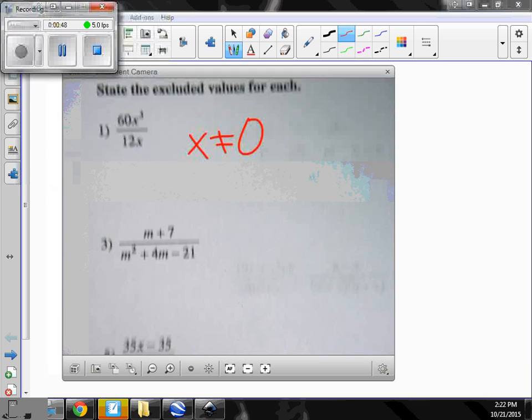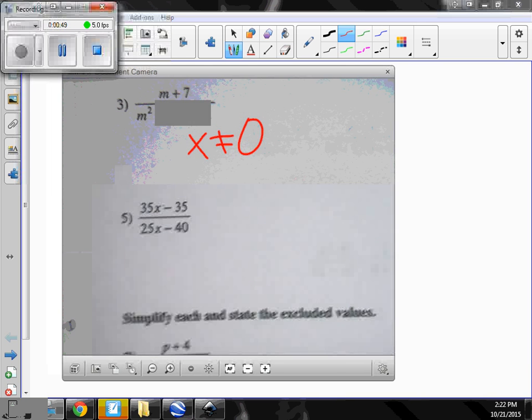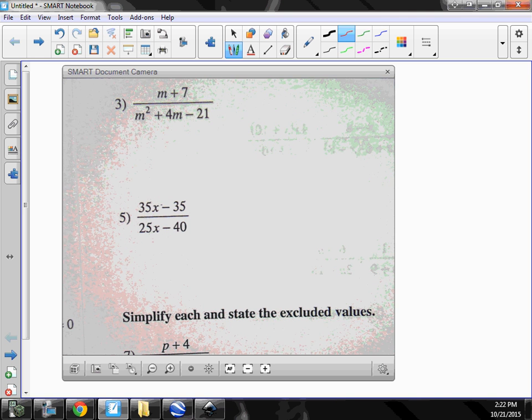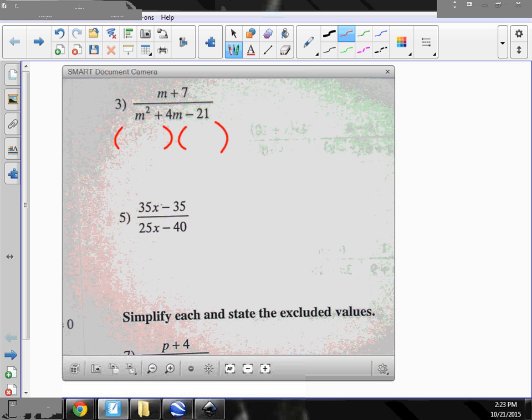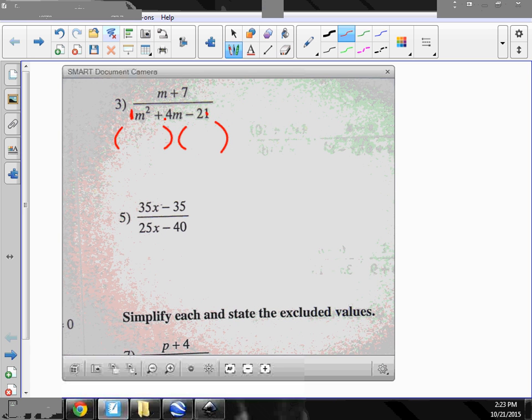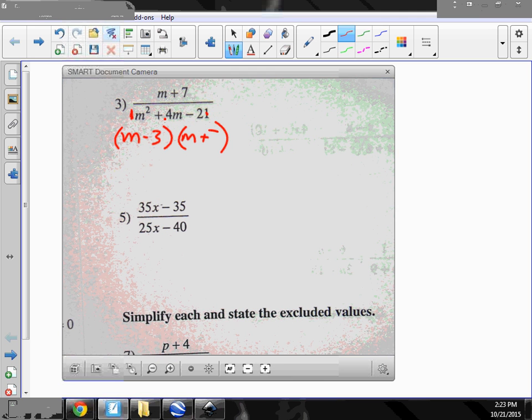Okay. Number 3, we need to factor. Are you guys getting good at factoring without the box? Let's try it. You can only do this if the leading coefficient is a 1. If the leading coefficient is not 1, you have to use the box. But if it is, then you can do it this way. Are there factors of negative 21 that add to be 4? M minus 3 and m plus 7.